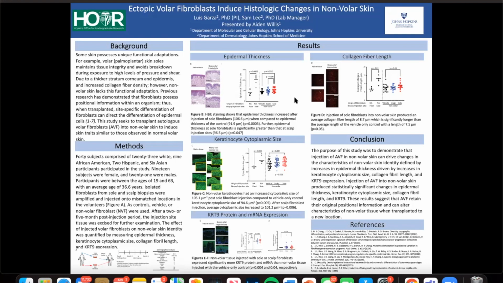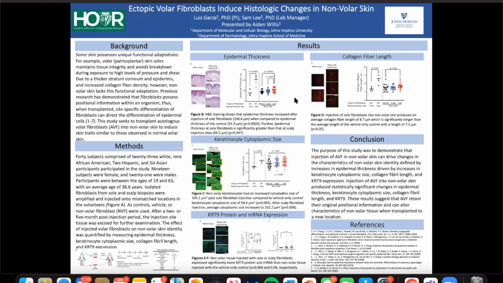After staining and measurement, what we found was that epidermal thickness increased after injection of sole fibroblasts. We measured an average epidermal thickness of 106.6 micrometers compared to epidermal thickness of the control, which measured an average of 91.9 micrometers. We also observed that epidermal thickness at the sole fibroblast injection sites was significantly greater than that at scalp injection sites, which measured at 96.5 micrometers.